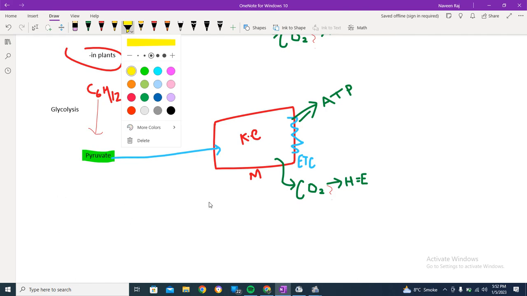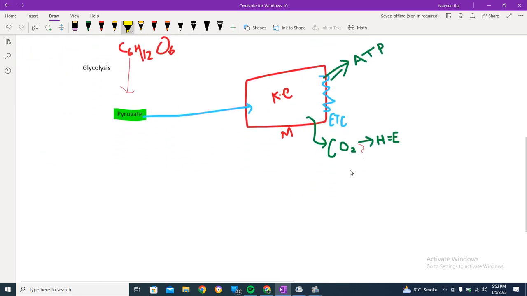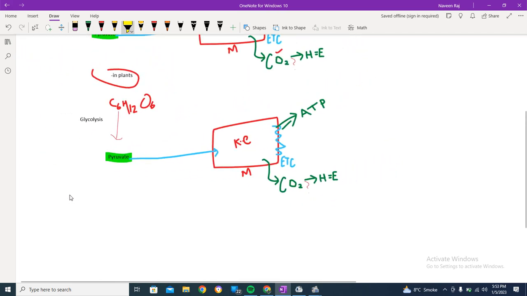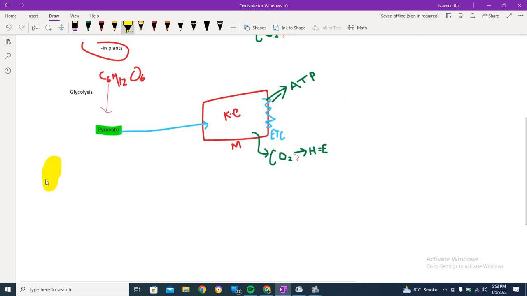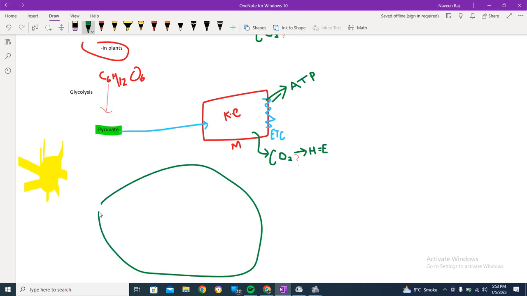Now let me introduce a new thing over here. Here is the sun, beautiful sun over here, right? And in plants what's happening is this, we have got an organelle, that is the chloroplast. I'm not writing the complete name. Chloroplast is an organelle, like mitochondria. And what happens is this, this is just photosynthesis.